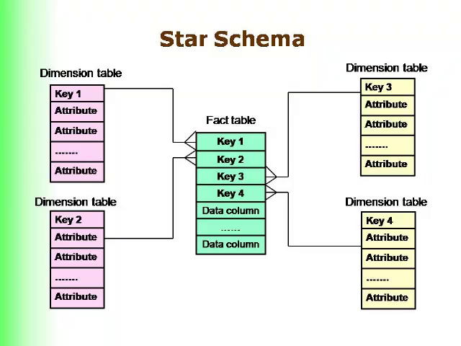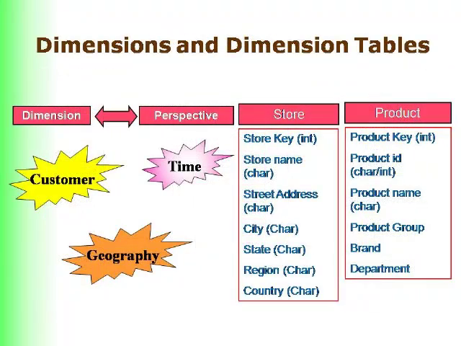Key 1 is used to link the dimension table with the key 1. Key 2 is used to link the dimension table with key 2. Key 3 is used for the 3rd dimension table. Key 4 is used for the 4th dimension table. Another example is, as I mentioned, dimensions are perspectives. For example, customer, geography, time. They are all different perspectives.